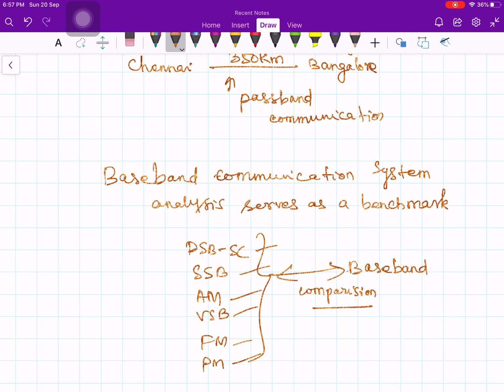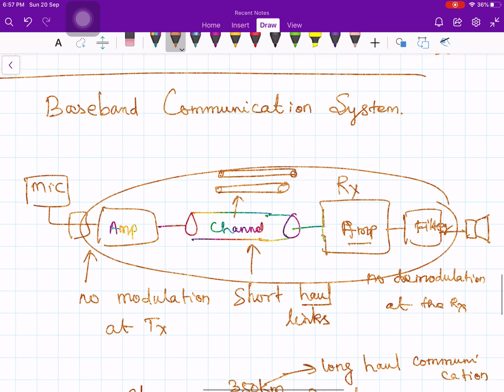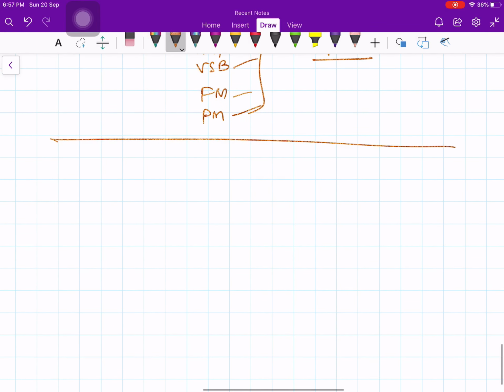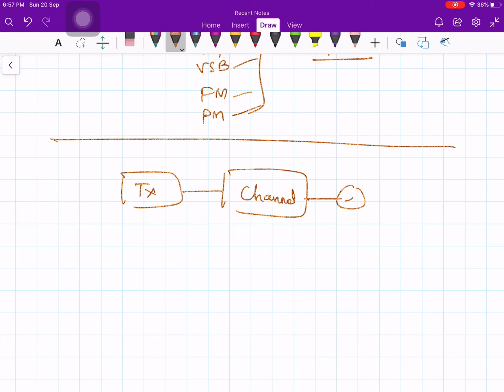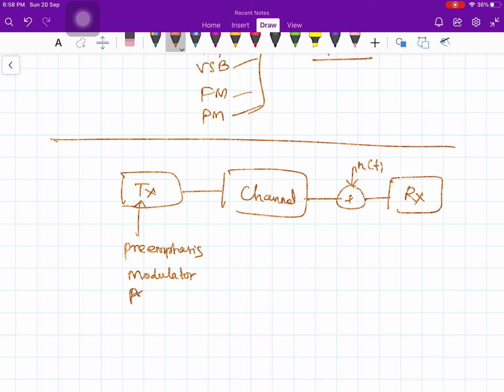Now let us give the model. Your baseband system, as I said, has a transmitter, then a channel, then the noise n of t, and then the receiver. When I say transmitter, it has a pre-emphasis filter, then a modulator, then a power amplifier, an antenna, and then it may have some kind of band pass filter or something else, many things.